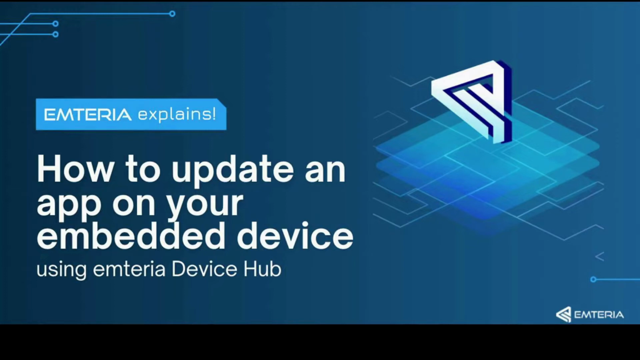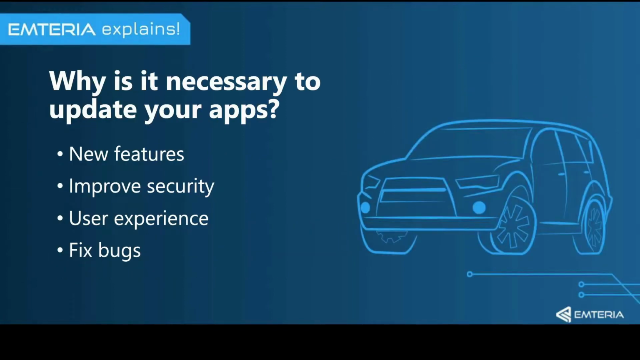Let's jump right in. Why is it necessary to update your apps? Imagine you're a car manufacturer and want to provide your customers with a modern Android-based infotainment system. To offer your customers the best possible infotainment, you need to delight them with new features, improve security and user experience, or fix bugs. This is why you need to be able to deploy over-the-air (OTA) software updates for single devices or the whole fleet.